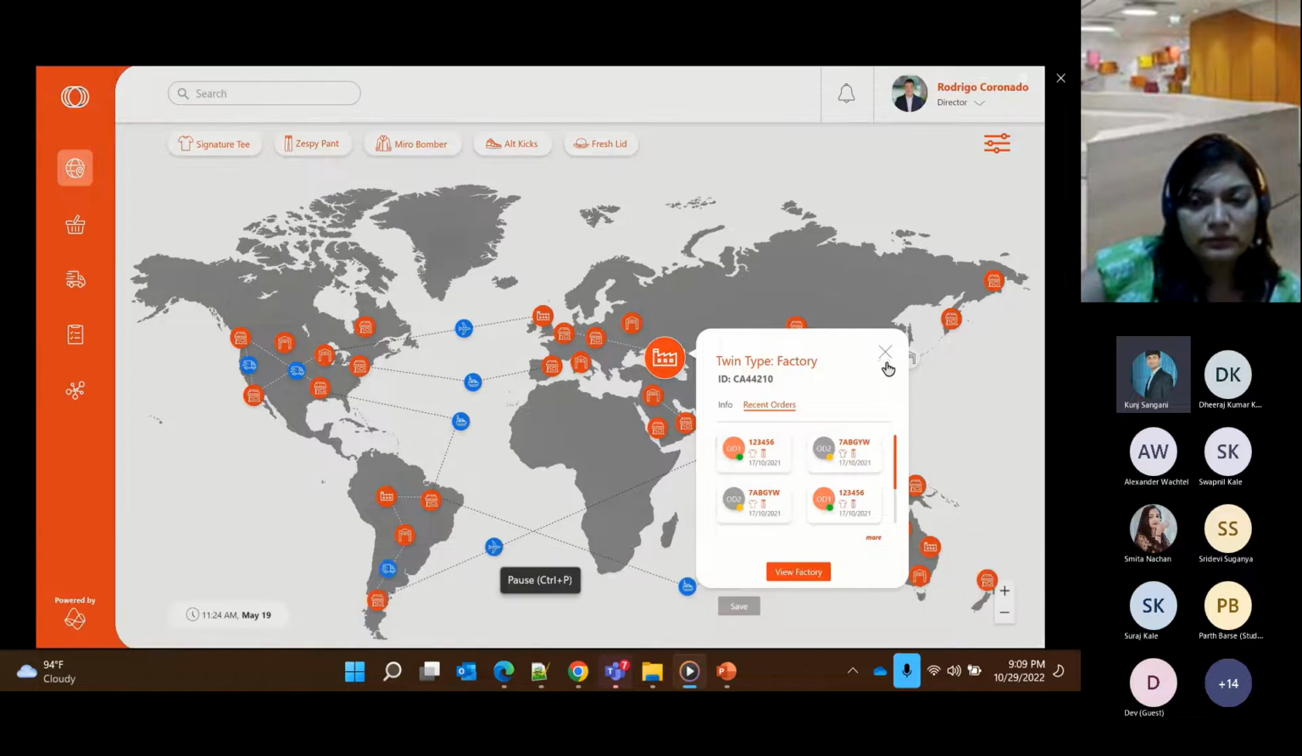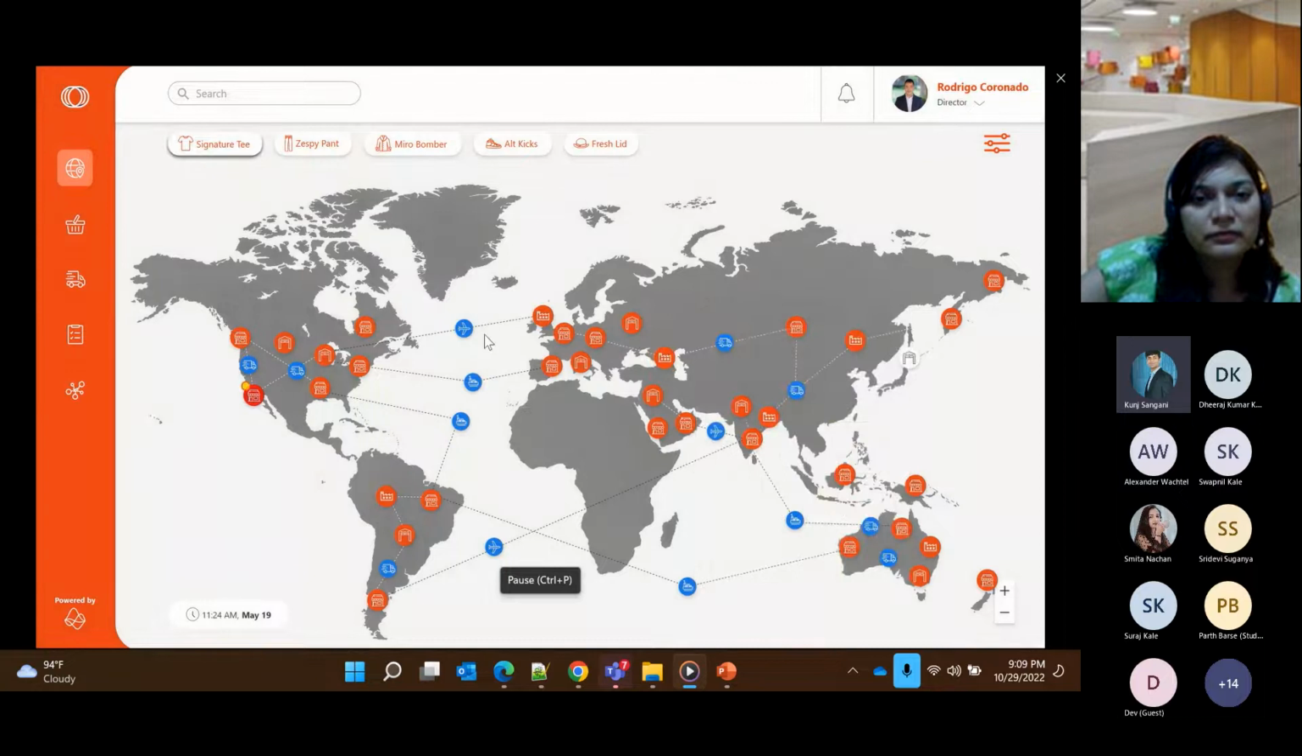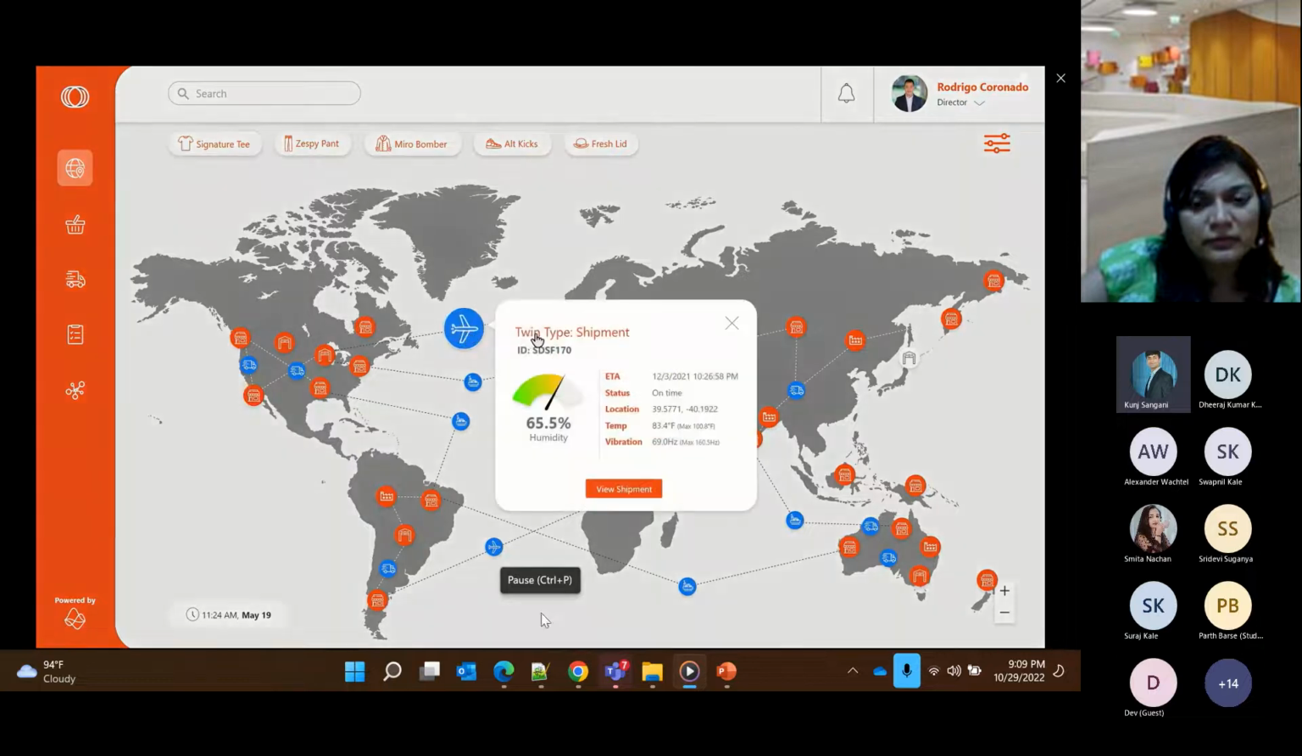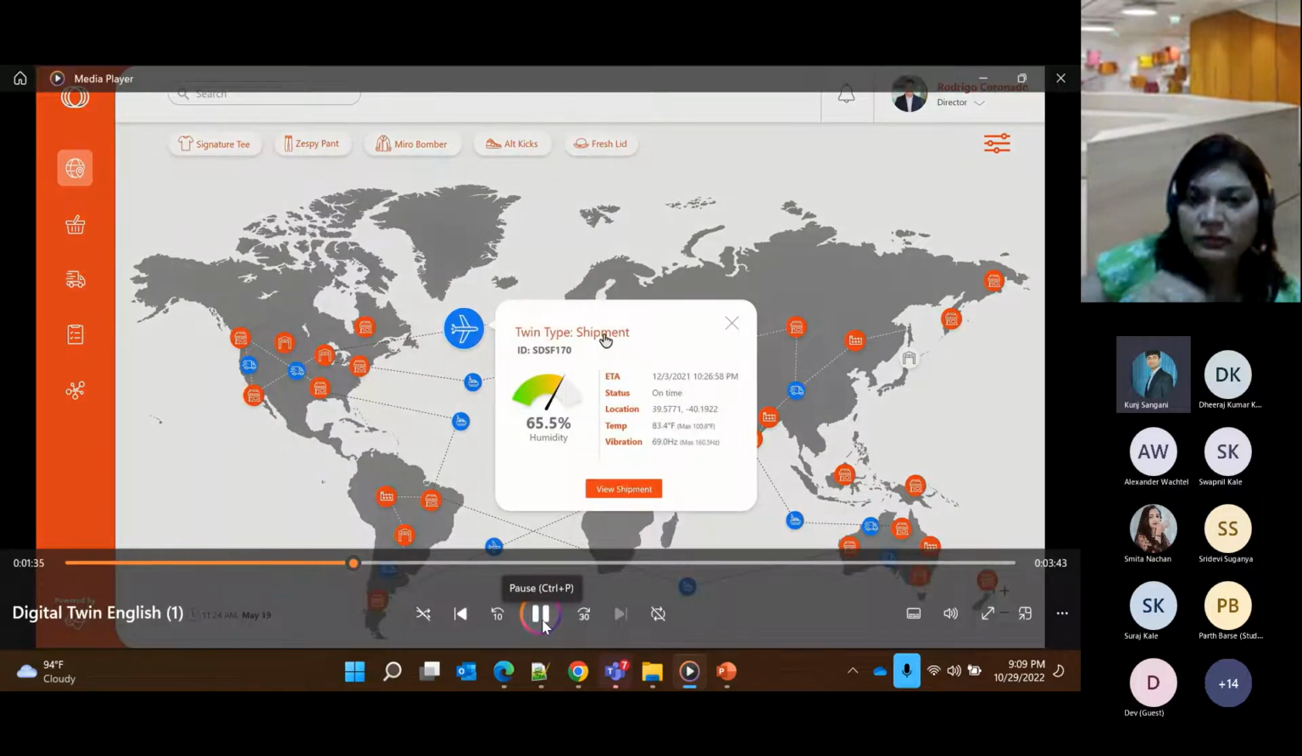Open orders would let us see what the factory is working on. This digital replica also models other components. If I click into one of our shipments in the supply chain, we can see the status of the goods and transports, tracking each container's location, its temperature.